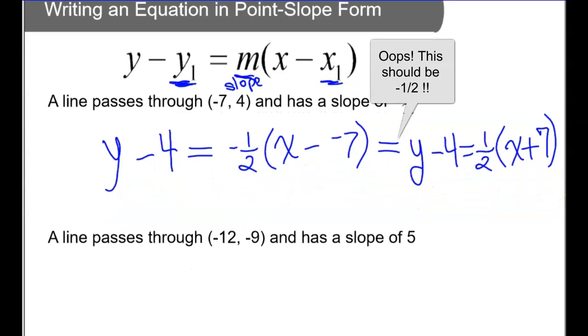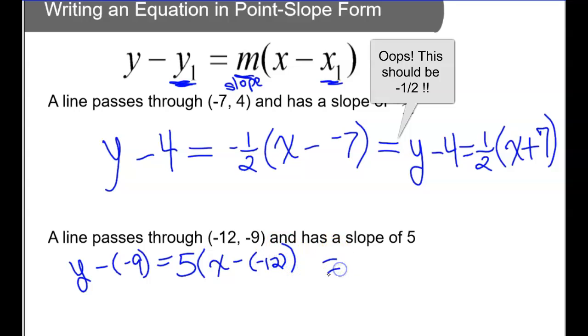All right, why don't you try the second one? So I'm going to start with y minus my y-coordinate. So y minus that negative 9 is equal to my slope, which is 5, times the quantity x minus my x-coordinate, which is negative 12. I want to simplify this. Y minus negative 9 is y plus 9, and that's equal to my slope times x minus negative 12. And I'm going to simplify that to x plus 12.